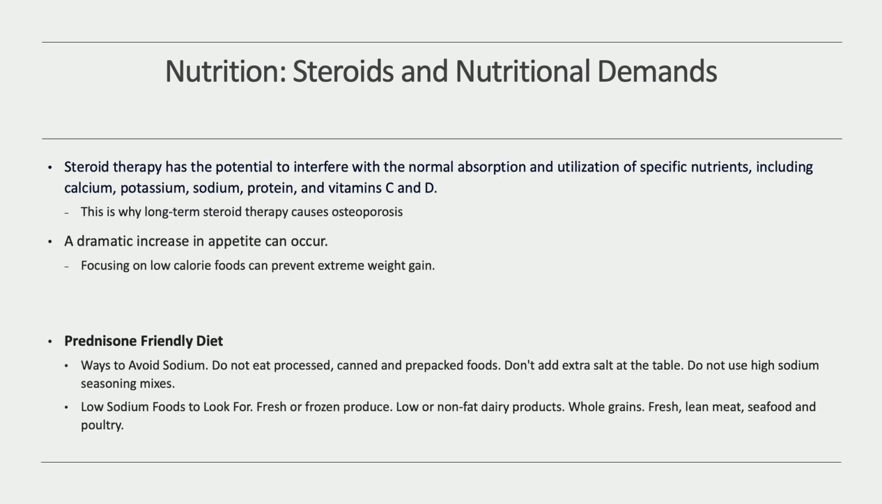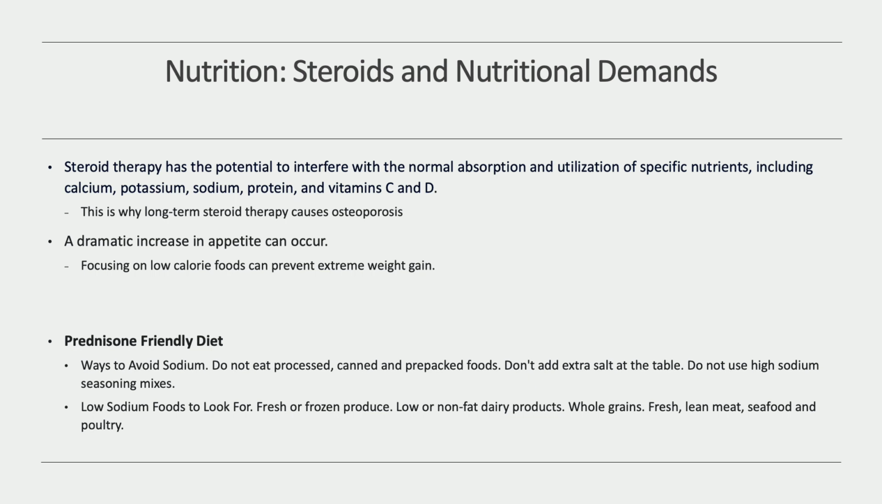All right, steroids and nutrition. This is very important. Steroids are going to strip you of all of the nutrients that you need. And this is why steroid therapy causes osteoporosis, because if you notice, we get rid of C and D. We get rid of potassium, sodium, proteins. We get rid of calcium, okay? So when we're dealing with this, we need to focus on low-calorie foods because steroids will give you extreme weight gain. Those are the things you need to take home.